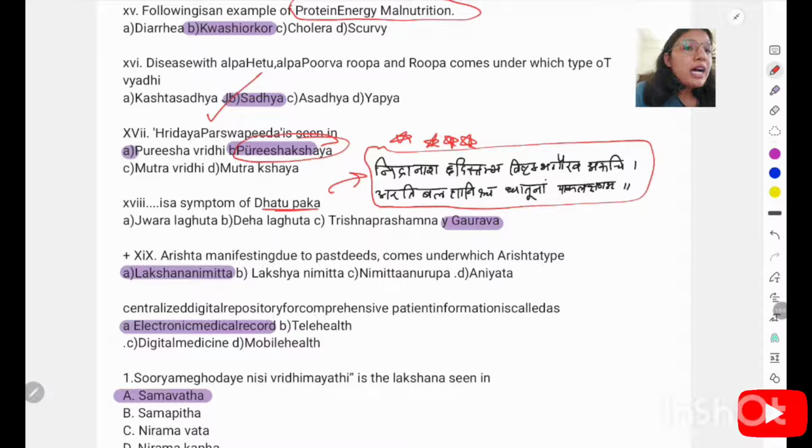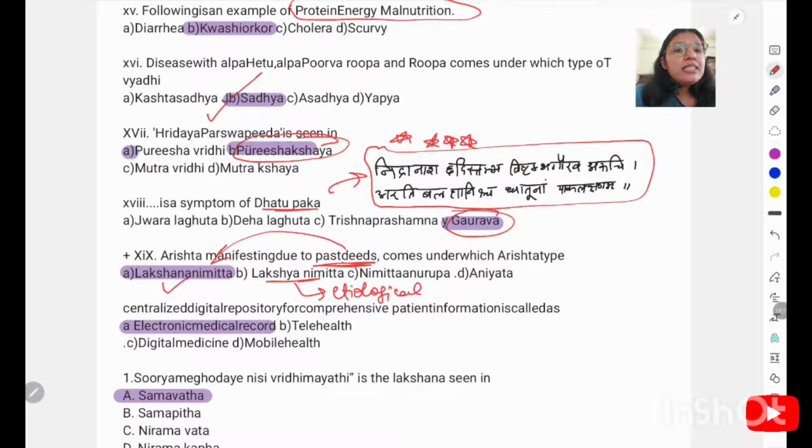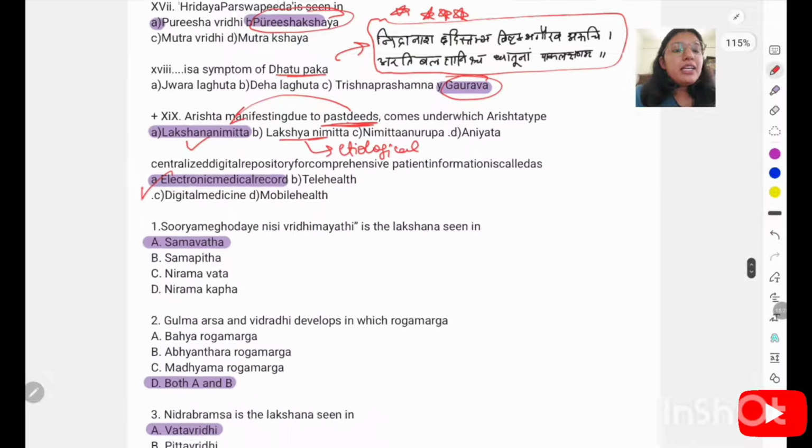Out of this, the dhatu paka lakshana will be Gaurava. Arishta magnitude is due to past deeds. We already did this: past state is basically lakshana nimitta, and lakshya nimitta is due to the etiology, which has a proper nidana, and we can say this is the nidana for this. A centralized digital repository for comprehensive patient information is known as an electronic medical record.